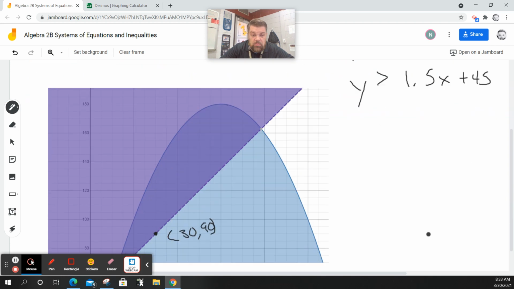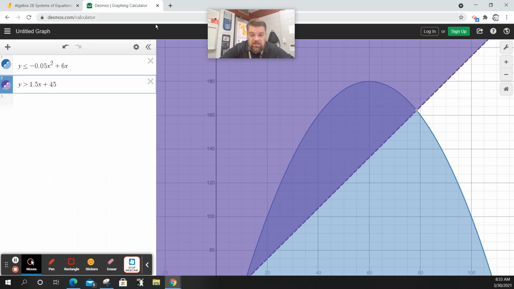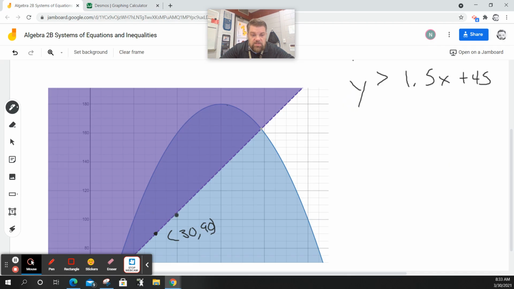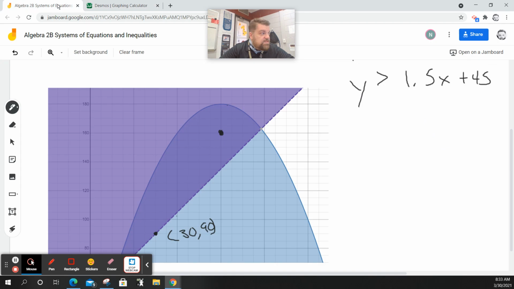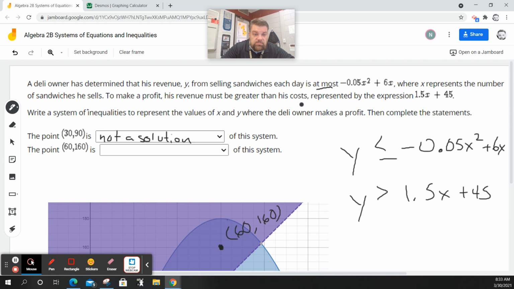Now 60, 160. Let me look at the original graph again. This is 30, so right in the middle is 30. This is 40, this is 60. 61, 60 is about right here, right? Yeah. So 61, 60, comma 160, is a solution, because it's not on the border. And that is it.